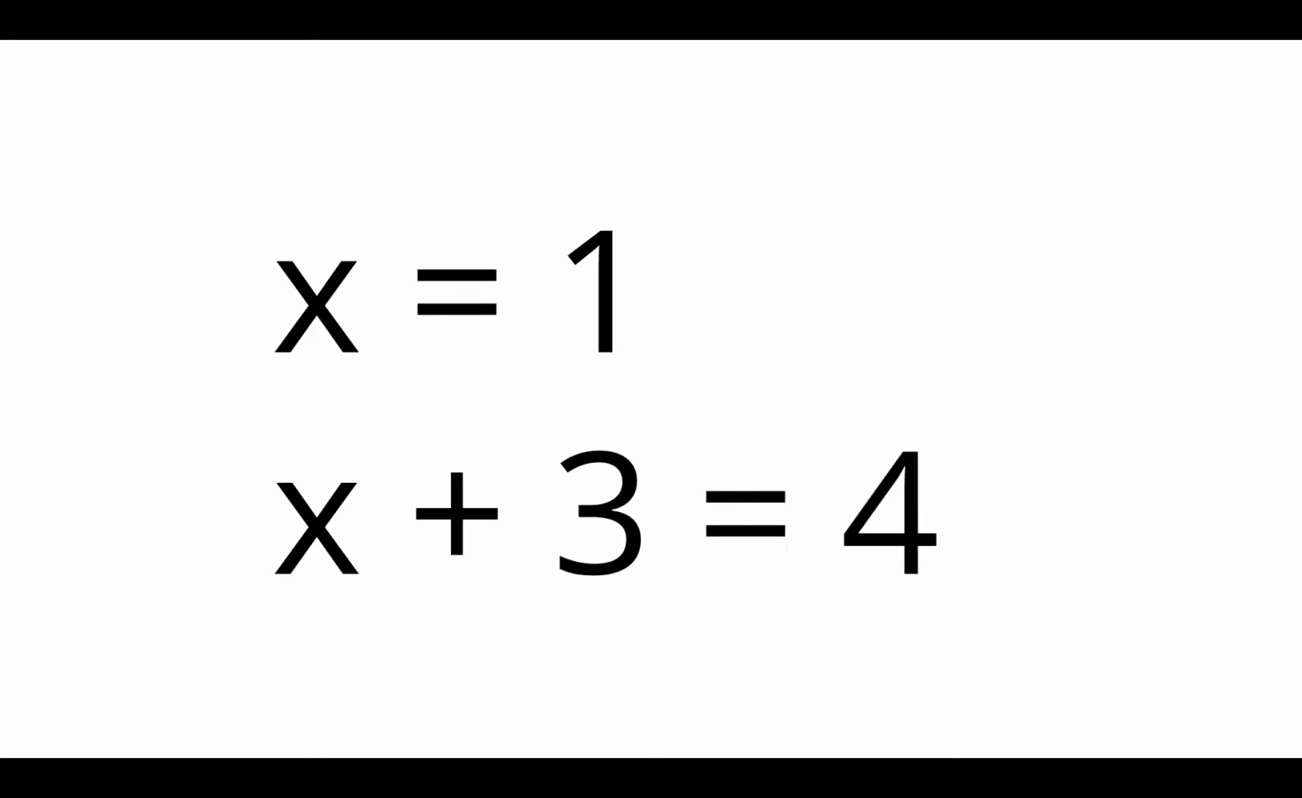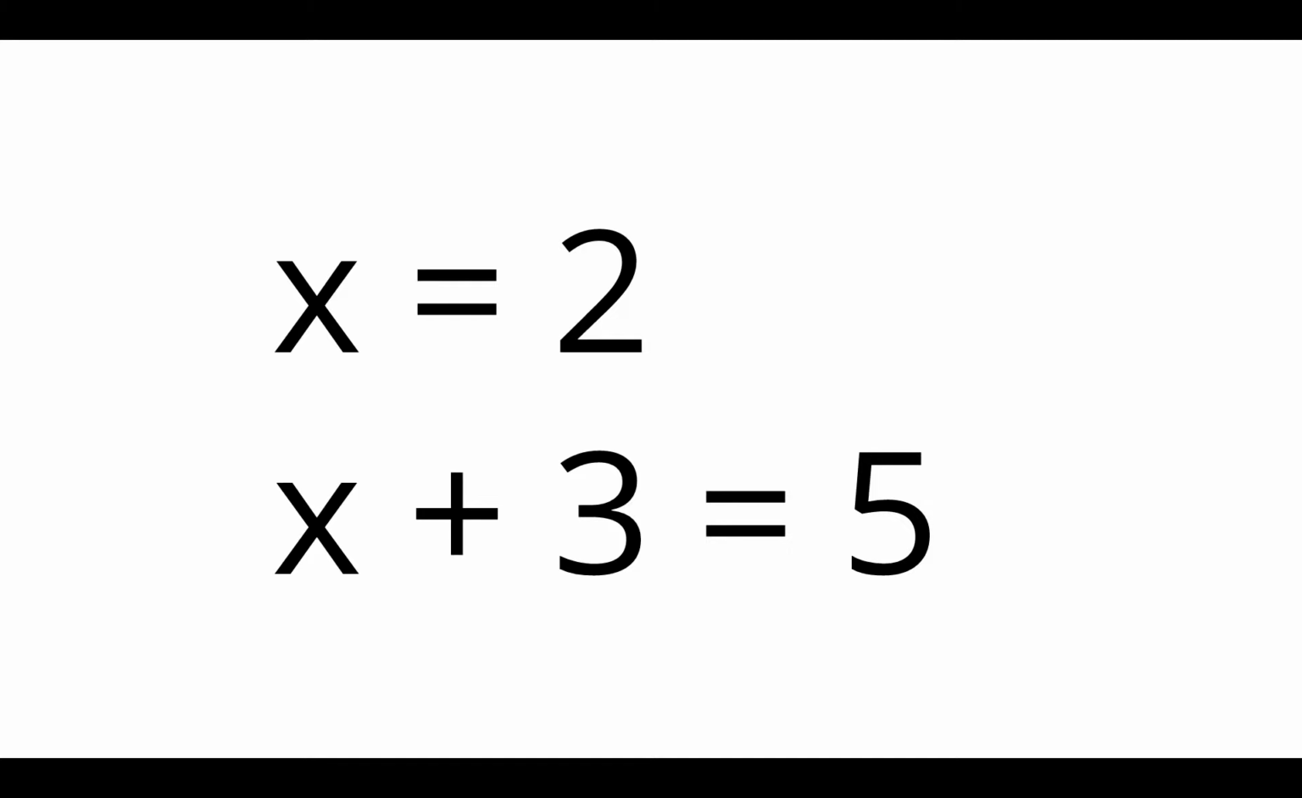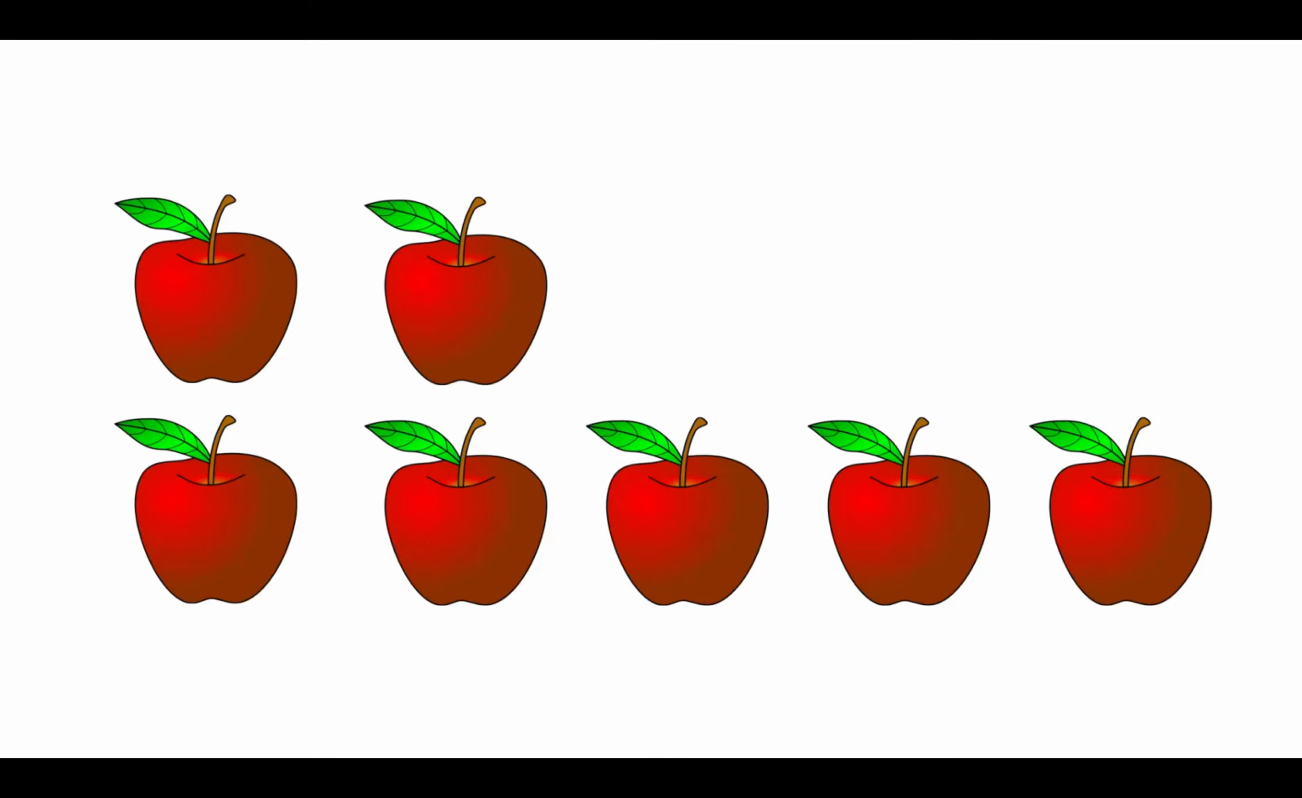Now let's evaluate the expression if X equals 1. Well, if X equals 1, then X plus 3 equals 4. So there's our 1 on the top and then 1 plus 3, or 4, on the bottom. What if X were 2? Then X plus 3 would equal 5. There's 2 on the top, and there are 5 on the bottom. 2 plus 3.